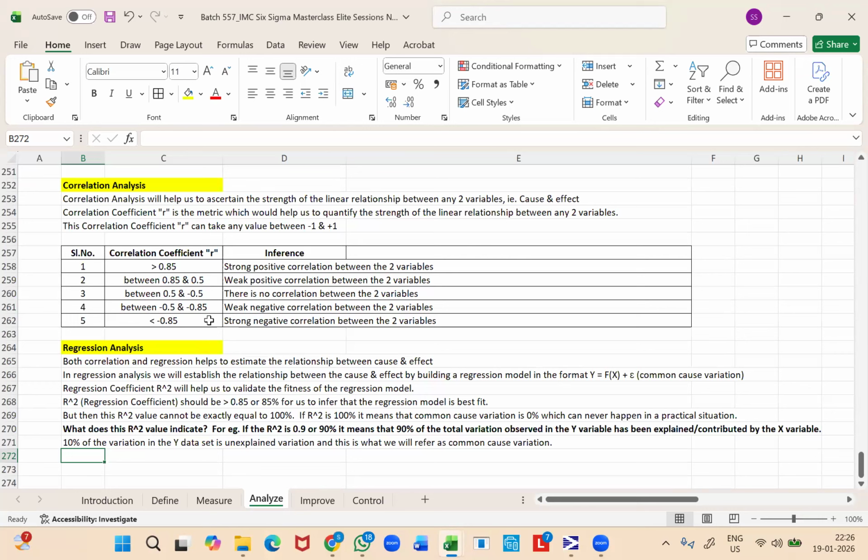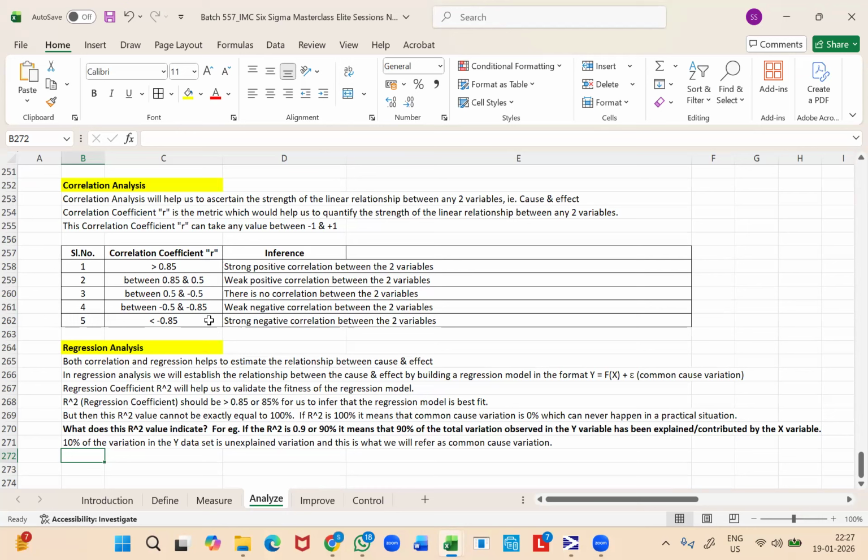And then we looked at the various population and sample notations for the statistical metrics. Mean: it will be x bar as the sample notation and mu as the population notation. Variance: the sample notation will be small s square and the population notation will be sigma square. Standard deviation: the sample notation will be small s and the population notation will be sigma.